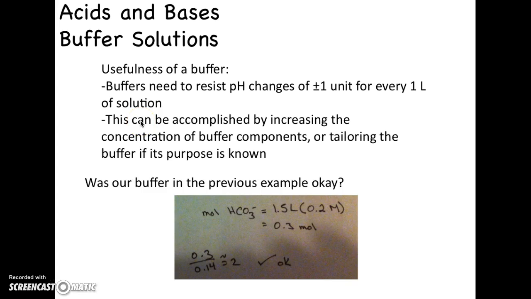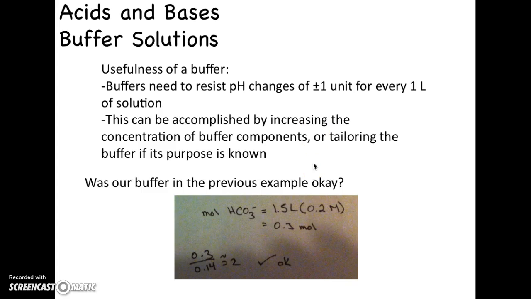So if you had just a container full of water and you added 10 mL of HCl to it, you would have a drastic pH change. It would be more than 1 unit of pH change. If you had a buffer solution, you added that 10 mL of HCl, then hopefully it wouldn't go more than 1 unit from what the buffer pH was, meaning that you would have an effective buffer.